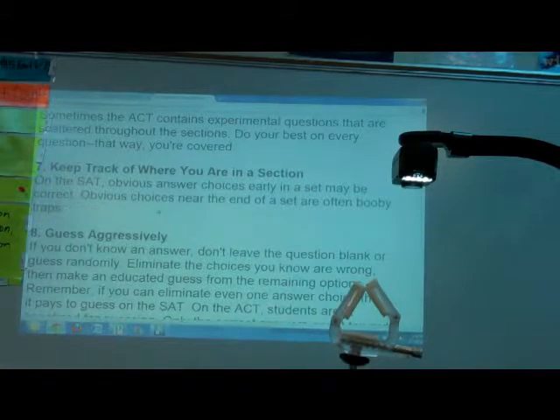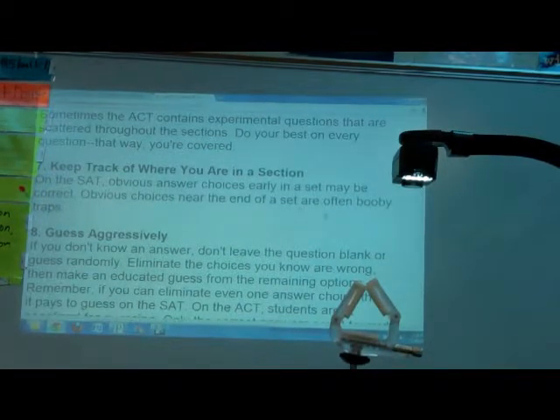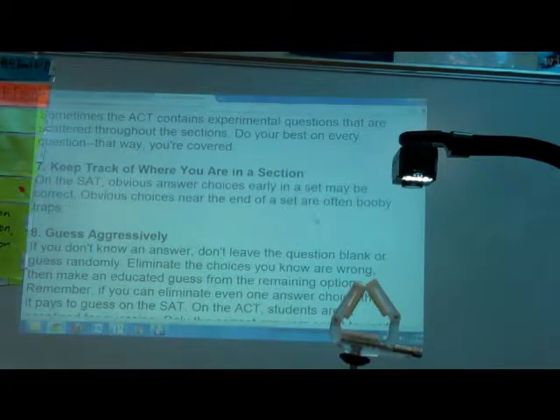Keep track of where you are in a section, because that's going to guide your guessing, and it's going to guide your opinion about how easily the problem should work out. If it's an obvious answer early in the set, that might be right, but later on, there are often booby traps. I like that they put booby traps.